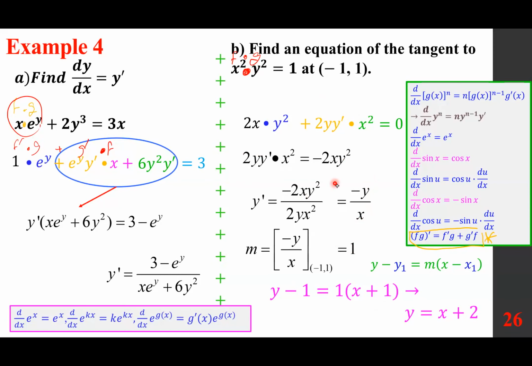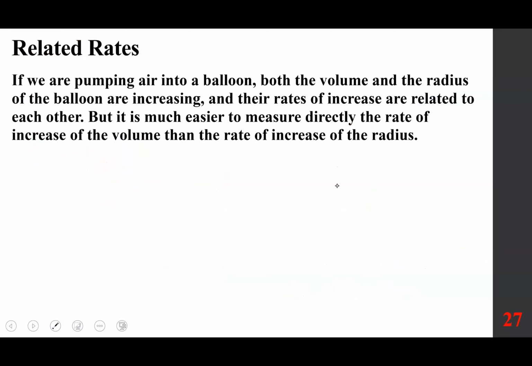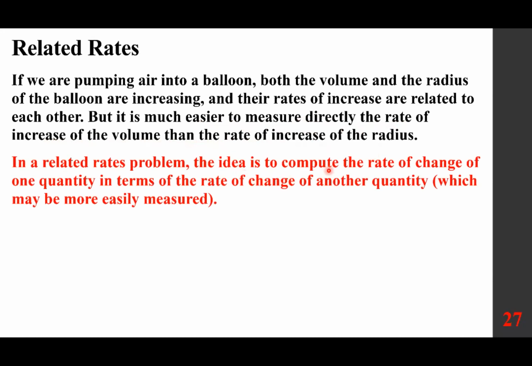We're going to switch gears and look at applications. One application is known as related rates. If you are pumping air into a balloon, both the volume and the radius of the balloon are increasing, and the rates of increase are related to each other. But it is much easier to measure directly the rate of increase of the volume than the rate of increase of the radius. In a related rates problem, the idea is to compute the rate of change of one quantity in terms of the rate of change of another quantity, which may be more easily measured.